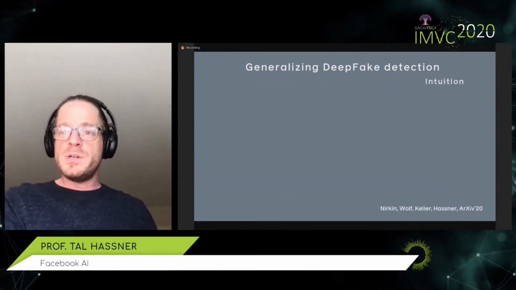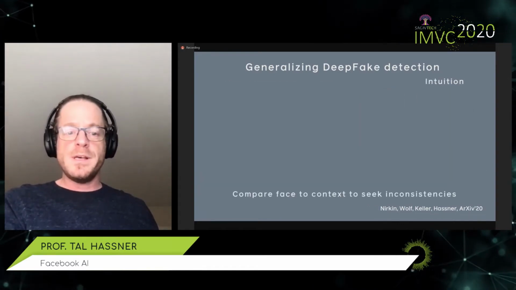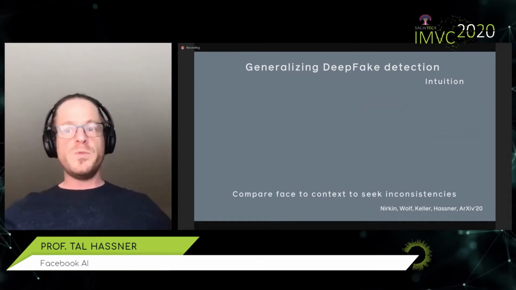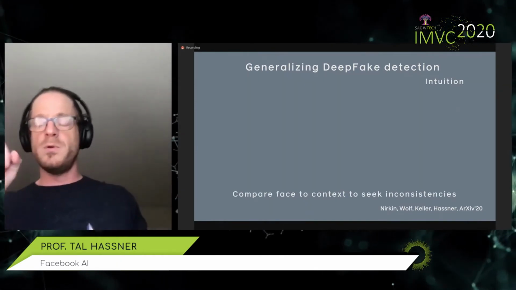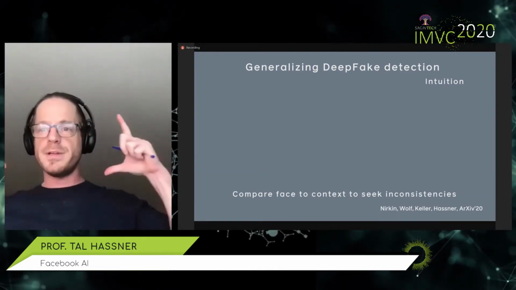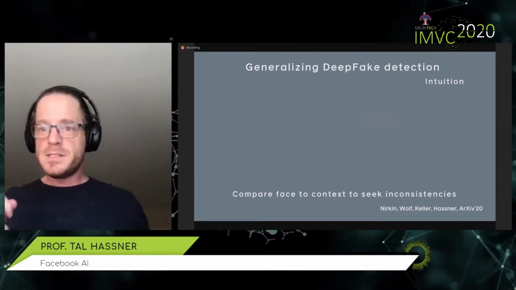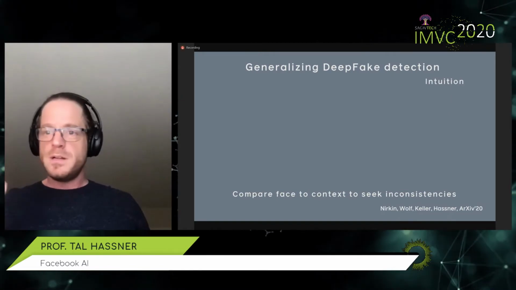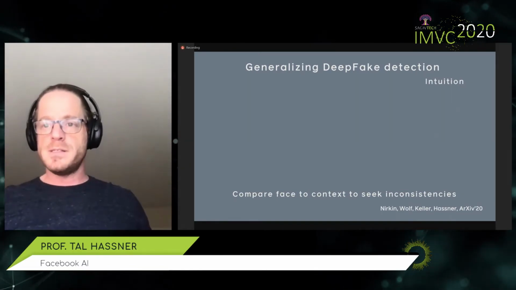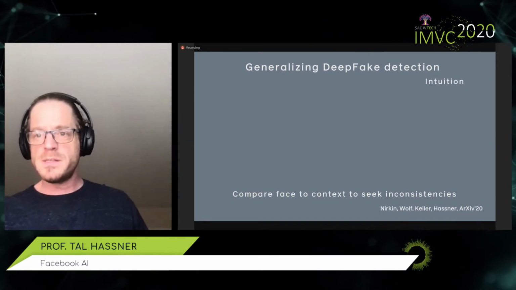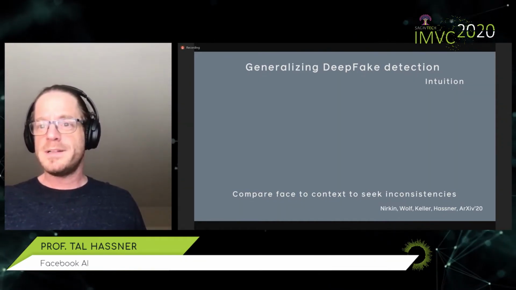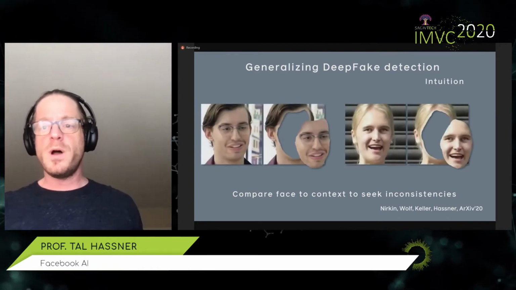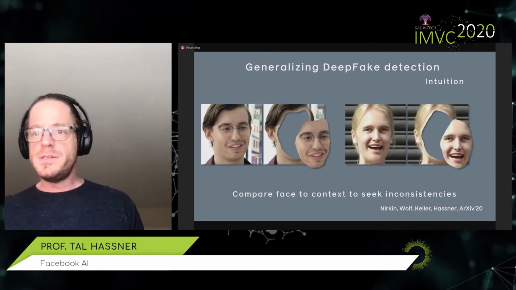So our intuition, if I should sum it in one sentence, is: take a single photo. We're moving away from the face verification two-photo use case to a single photo. We're just looking at the face and comparing it to the context. Take a single photo, look at the face, look at the context, and seek inconsistencies. If you find these inconsistencies, that's a telltale sign that something is wrong with this photo, that this may be a fake.